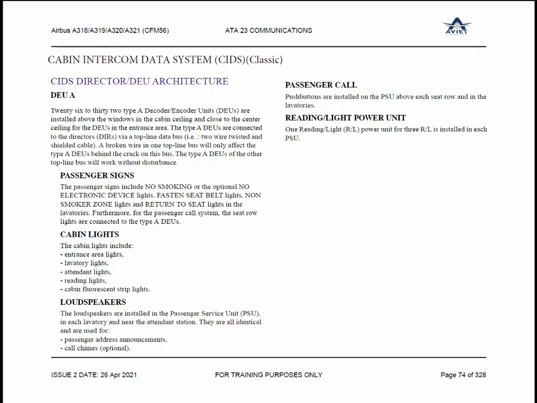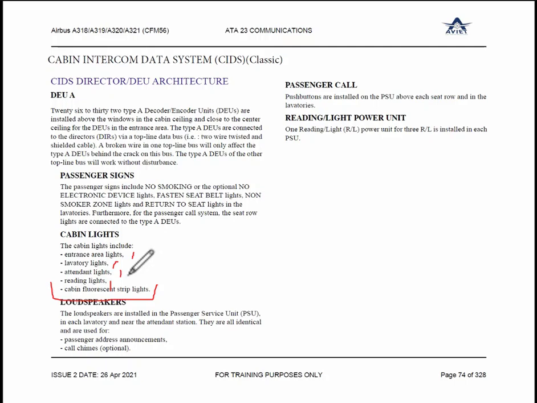DUA, decoder encoder unit Alpha, of other top line bus will work without any disturbances. Passenger signs we already talked about: no smoking, fasten seat belt, no electronic devices. Cabin lights: various cabin lights are available as applicable. There may be entrance light, lavatory light, attendant light, reading light, cabin fluorescent strips. So these lights are also controlled, wherever applicable, through the respective decoder encoder units.